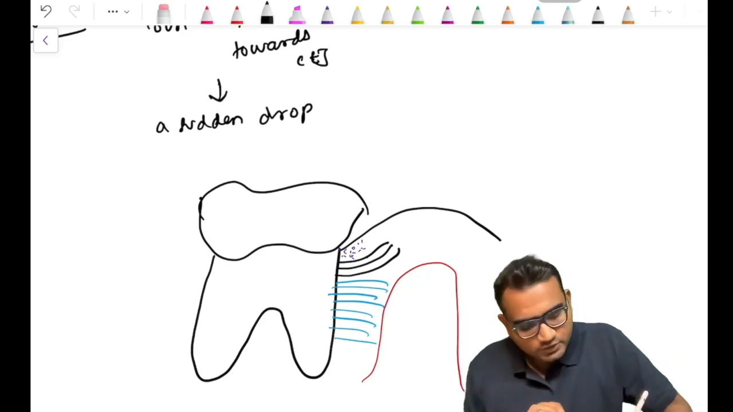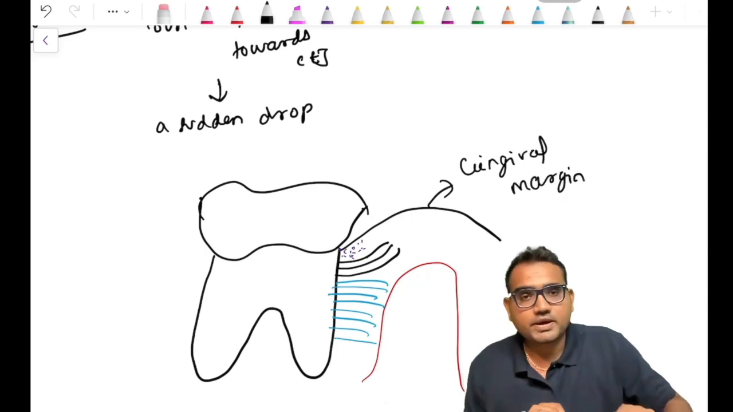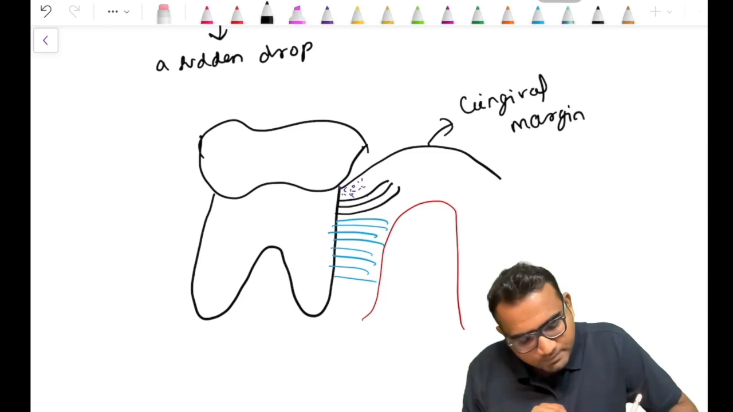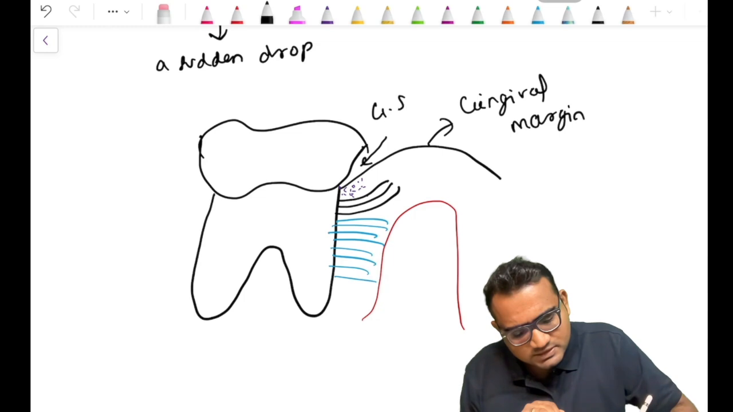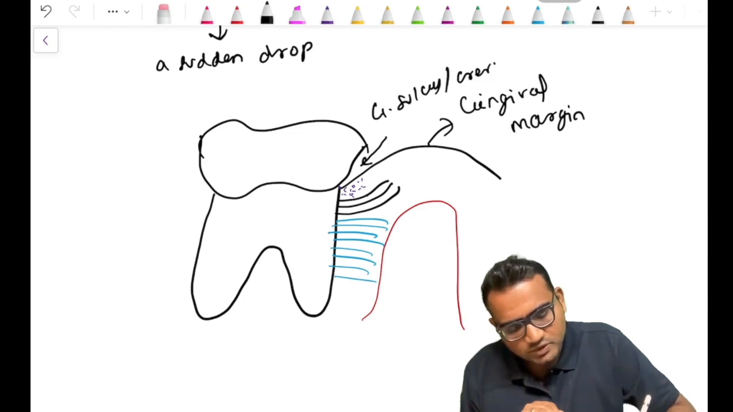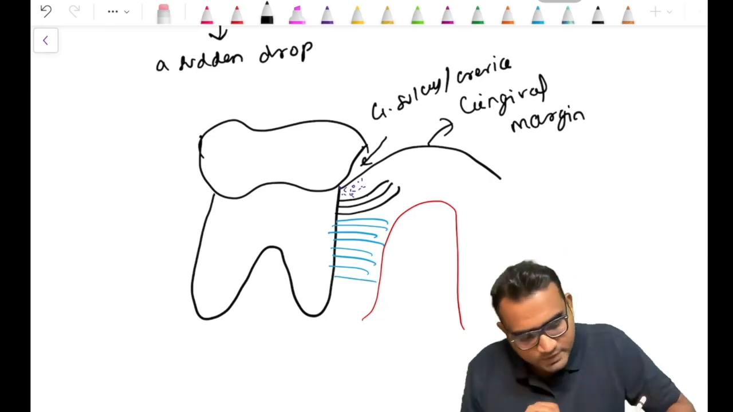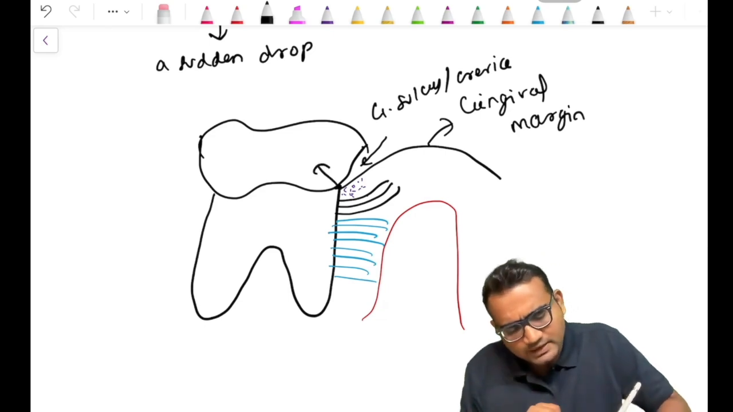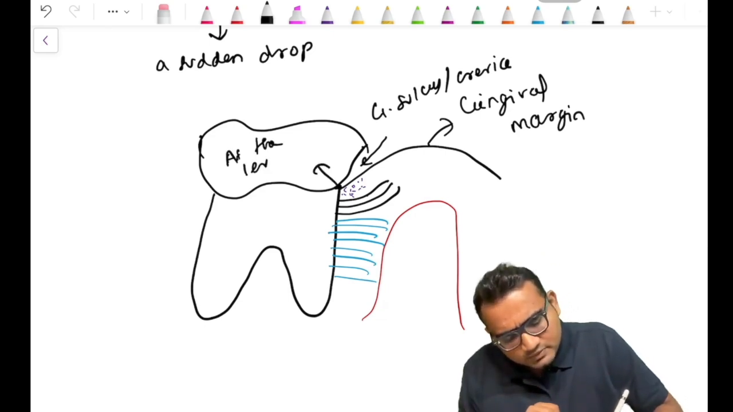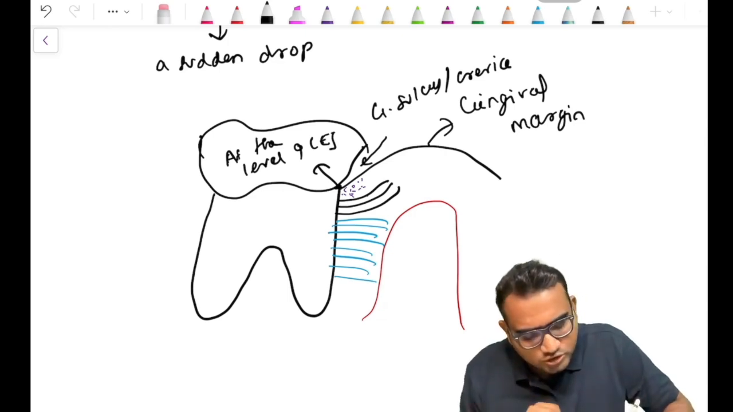Okay, so if you take a look at this image, this is the gingival margin. Okay, this is the gingival margin, and the space between the gingival margin and the tooth is called the gingival sulcus or crevice, whatever you name it. So this is the area where my probe is going to enter. Okay, and the point where the probe hits will be approximately at the level of the CEJ. Fine.